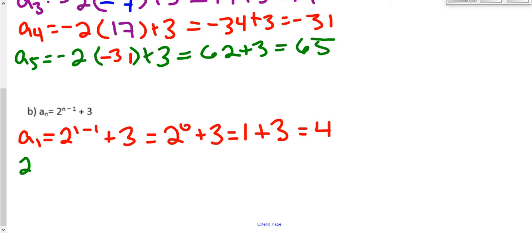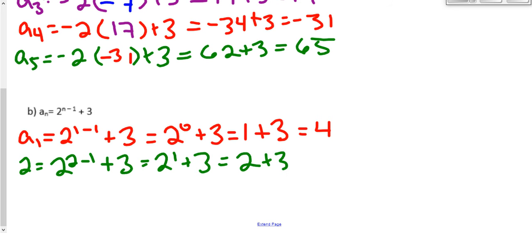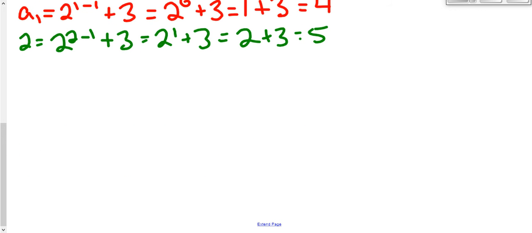To find the second term, we take our formula, 2 to the 2 minus 1 power, and we add 3, which is 2 to the first power plus 3, which is 2 plus 3, which is 5. So the second term is 5. To find the third term, I just plug in the number 3. So the explicit ones, that was a sub 2. And this is a sub 3.